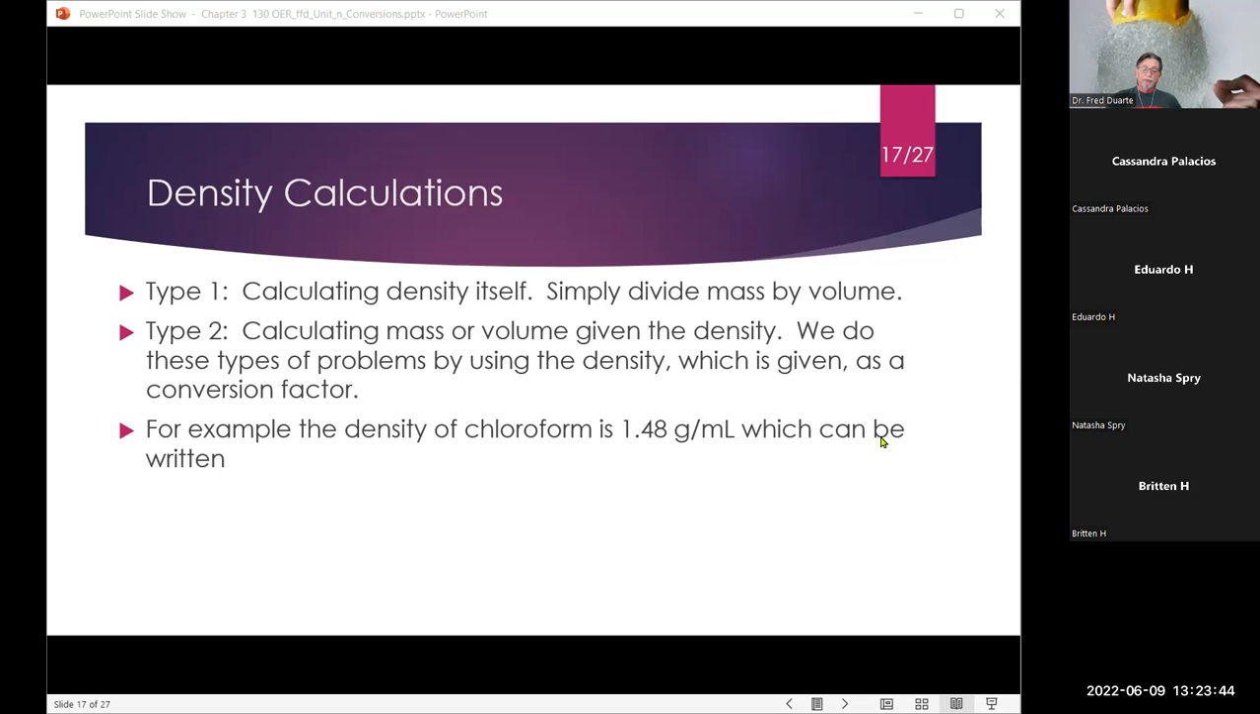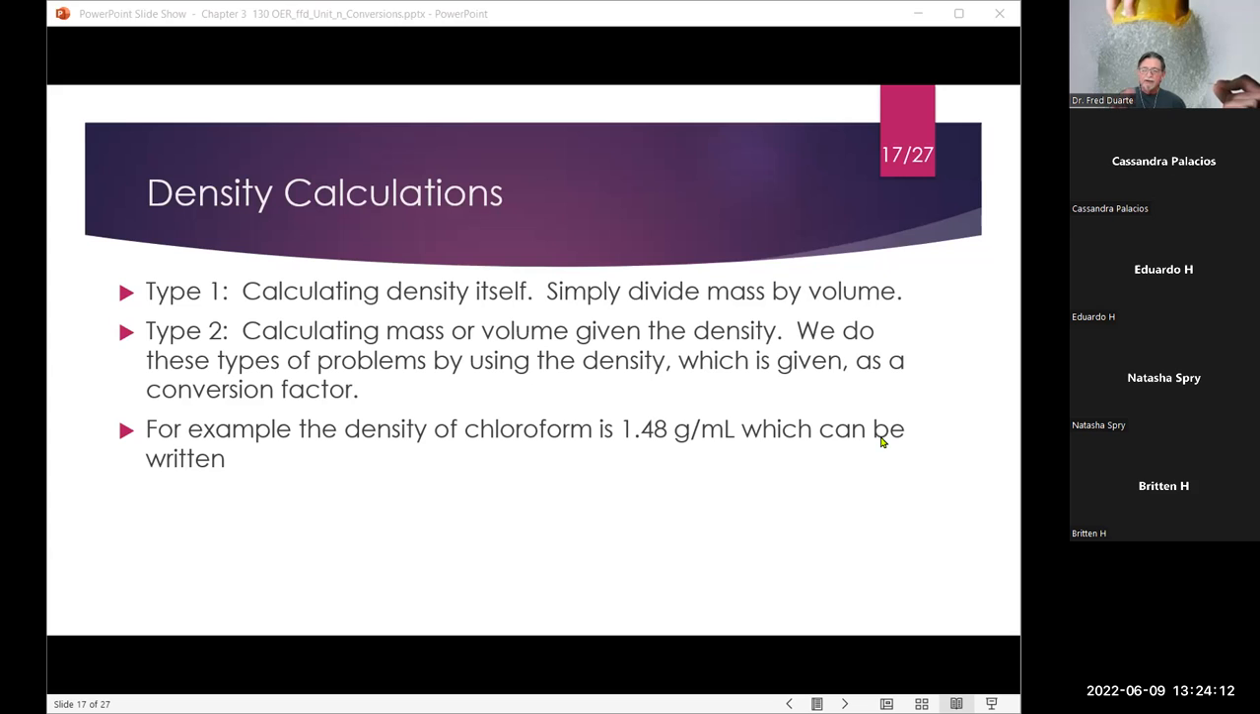All right, for example, density of chloroform. Chloroform is a chemical that used to be used. I don't know if they still use it, but I remember as a kid, I had my tonsils taken out and they put a mask on my face and threw some chloroform on, and I was out like a light. Anyway, chloroform has a density of 1.48 grams per milliliter.